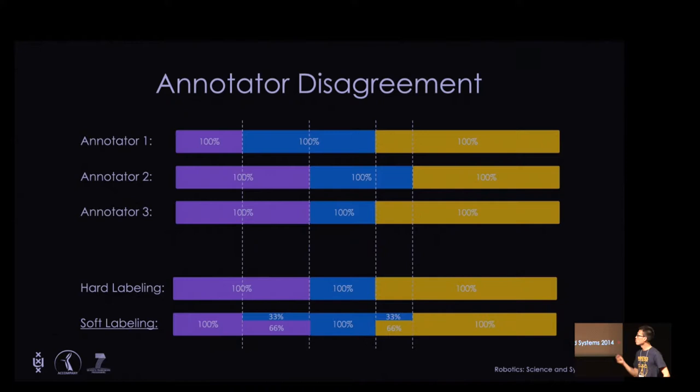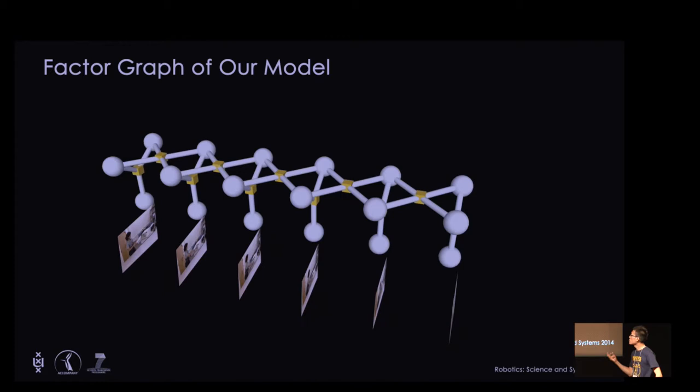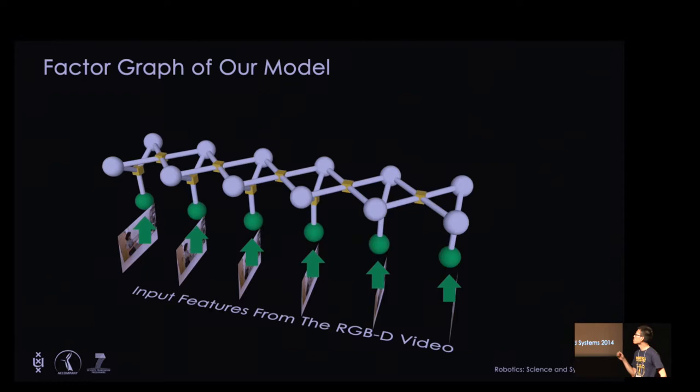This is a graphical model. This is a factor graph of our model. We have a layer of observations, and we extract some features. And from these, we predict a sequence of activity labels. So that's the inference part.